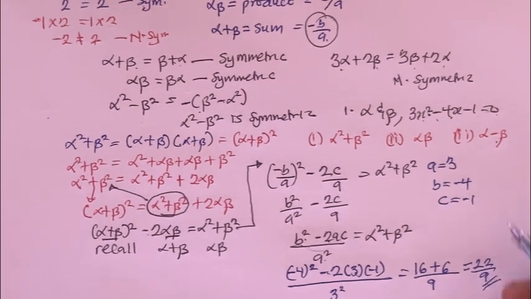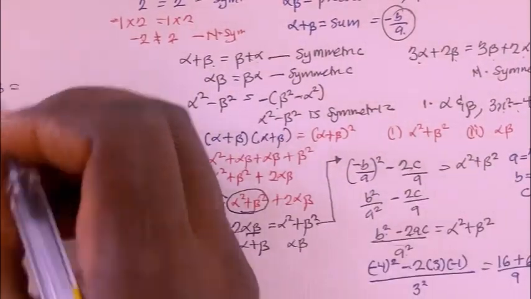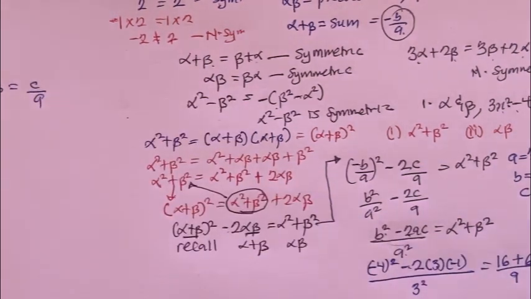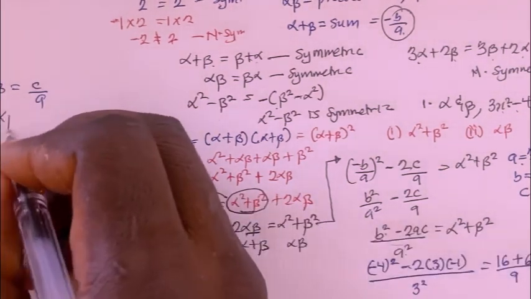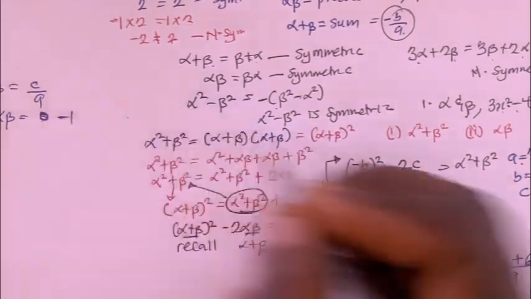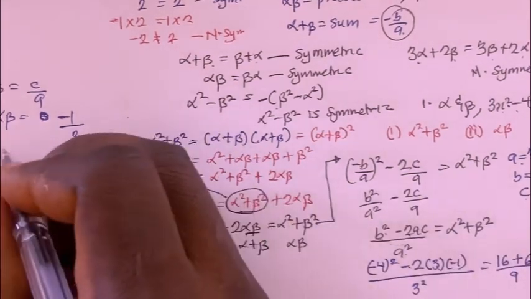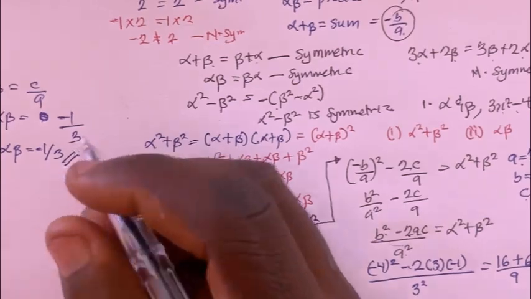Then let's move to the next one, which is alpha beta. Now, if you look at this, we have alpha beta. Alpha beta is the same thing as writing c over a, since it is the product of the roots of a quadratic expression. Now, what I'm going to do is, from this side, what's my a? My a is actually 3, and my c is minus 1. So here I'm going to have alpha beta equal to minus 1, which is c, divided by a, which is 3. Then I'm having alpha beta equal to minus 1 over 3, which is the product of the roots.